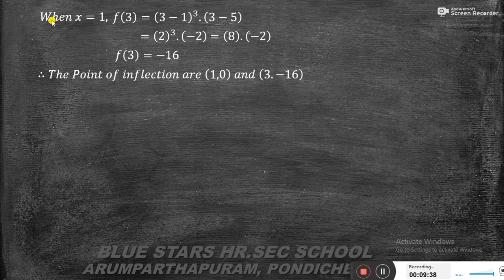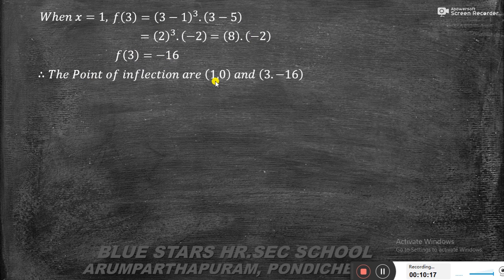So now when x equal to 1, just substitute here f of 1. We know the function f of x equal to (x minus 1) whole cube times (x minus 5). So first the points are x equal to 1 and x equal to 3. So we substitute x equal to 3. Therefore f of 3 equal to (3 minus 1) whole cube times (3 minus 5). 3 minus 1 whole cube is 2 cube, 3 minus 5 is minus 2. So 2 cube is 8, 8 into minus 2 is minus 16. f of 3 equal to minus 16.